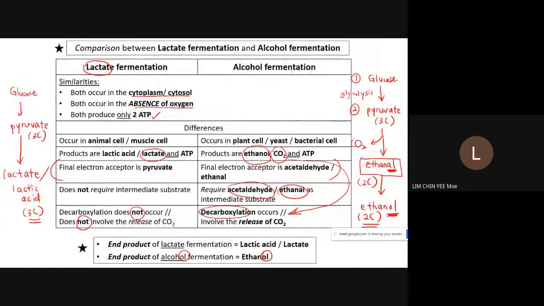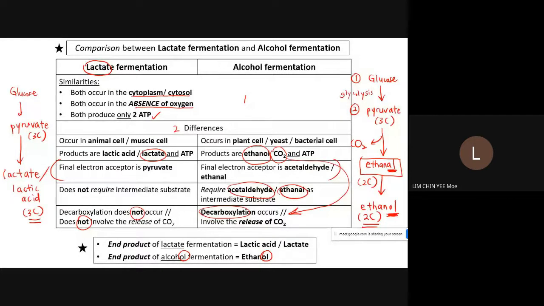3. Kalau 3 markah, biasanya kita bagi 1 similarity, 2 differences. Similarity yang kurang, differences yang banyak. That's how we do it all the time. When they want you to compare, differences tu yang banyak kan. Okay, so 1 similarity, 2 differences. And make sure you repeat the answer. Jangan macam lactate fermentation occur in animal cell while alcohol fermentation in plant cell.